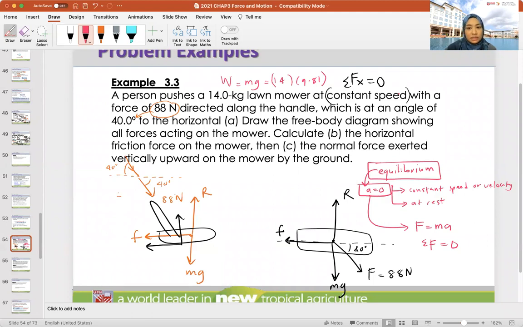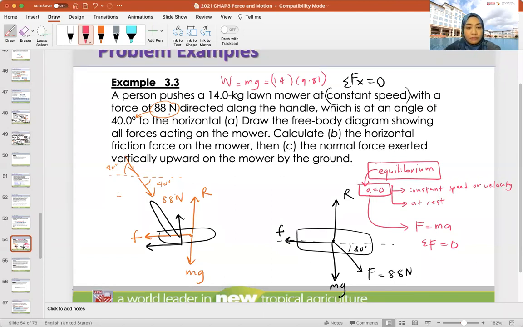Is it the x or is it the y? But this is a lawnmower. Of course, it's not in the y. Lawnmower adalah pemotong rumput. So dia akan bergerak dalam x-axis. So constant speed lawnmower ni adalah pergerakan dalam x-axis. Therefore, the net in your Fx is equal to 0. Okay, so this is our second information.